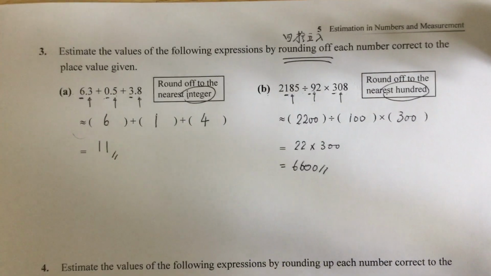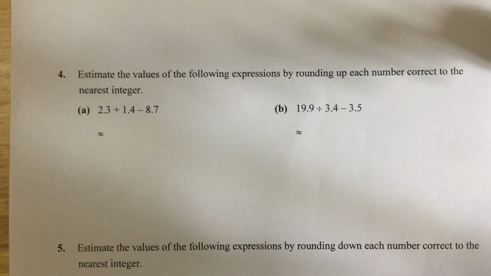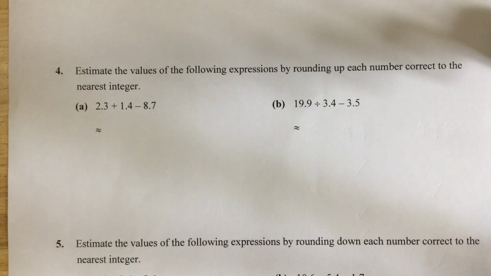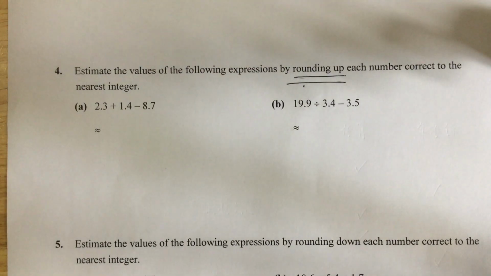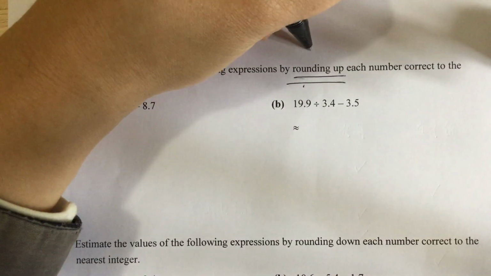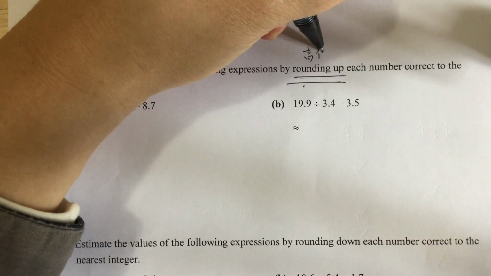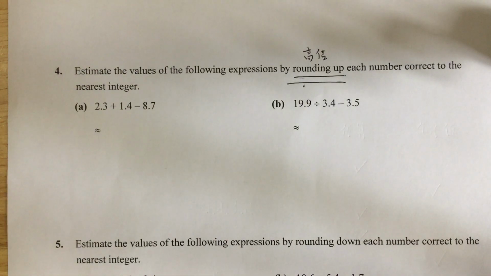Okay, now we will have question 4. Estimate the value of the following expression by rounding up each number correct to the nearest integer. Okay, now I will give you 15 seconds. Please try the question carefully. This is rounding up. In Chinese, this is 勾股. So you can try by yourself in 15 seconds.